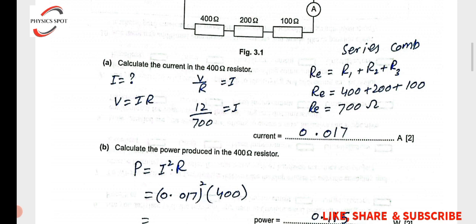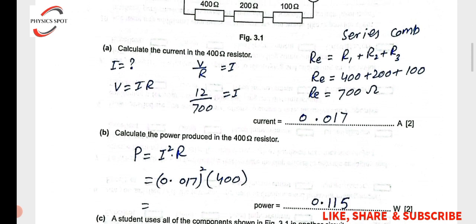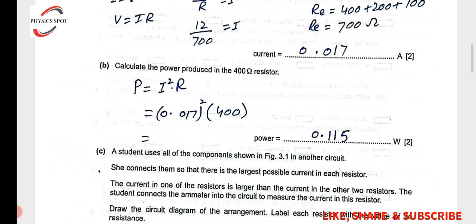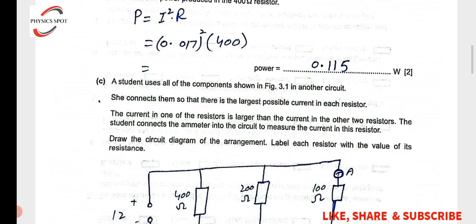Calculate the power produced in the 400 ohm resistor. We have to find the power produced in the 400 ohm resistor. As we have a current value and the resistor value is 400 ohm, P is equal to I square R. Putting the values, we get power 0.115 watt.